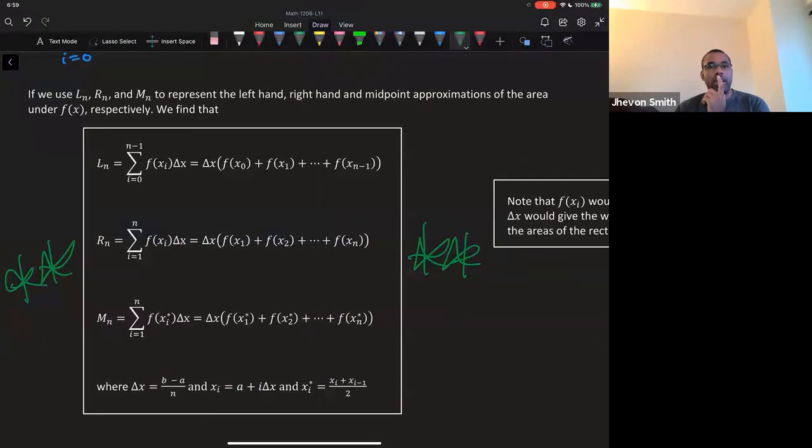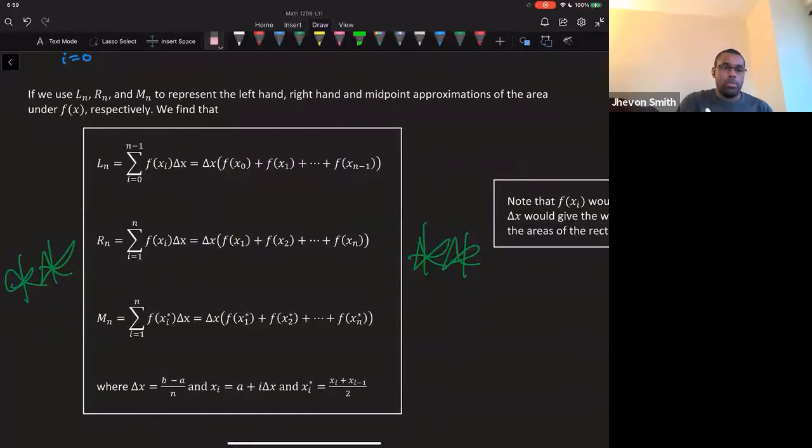So you can have a left-hand approximation, a right-hand approximation, or a midpoint approximation. In these, your delta x is (b minus a) over n. It's always going to be that. Your xi is going to be a plus i delta x. And your midpoint can be done by finding the average between the two and then adding delta x after that. Now, why is the xi going to be that formula?